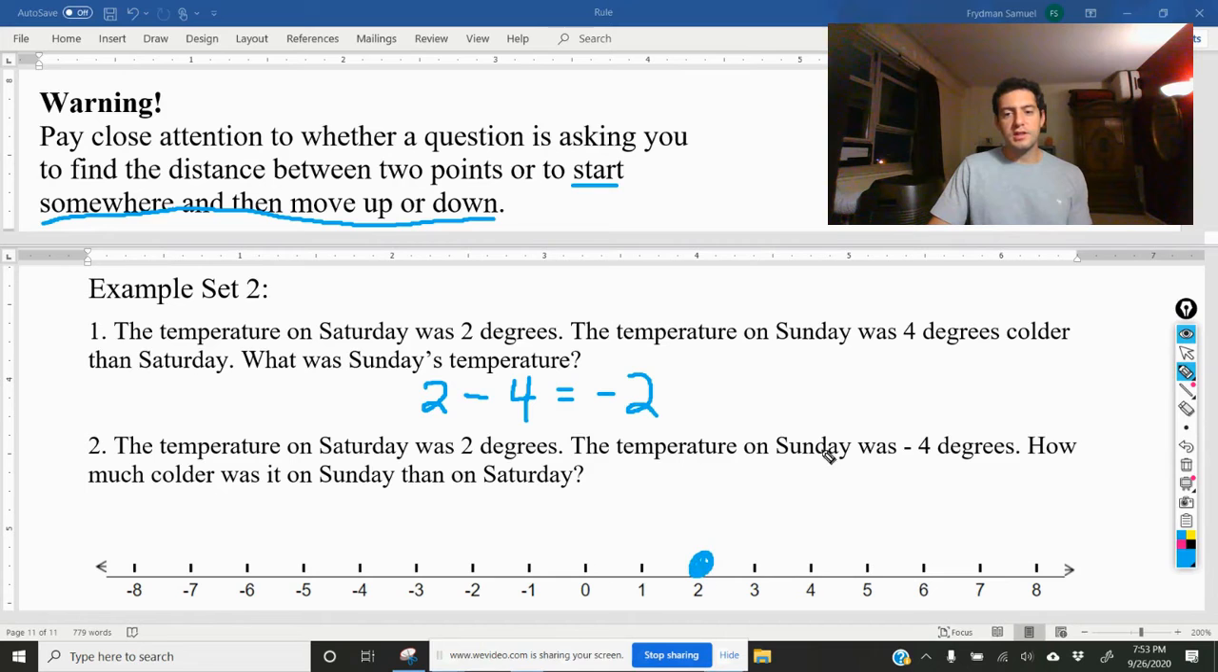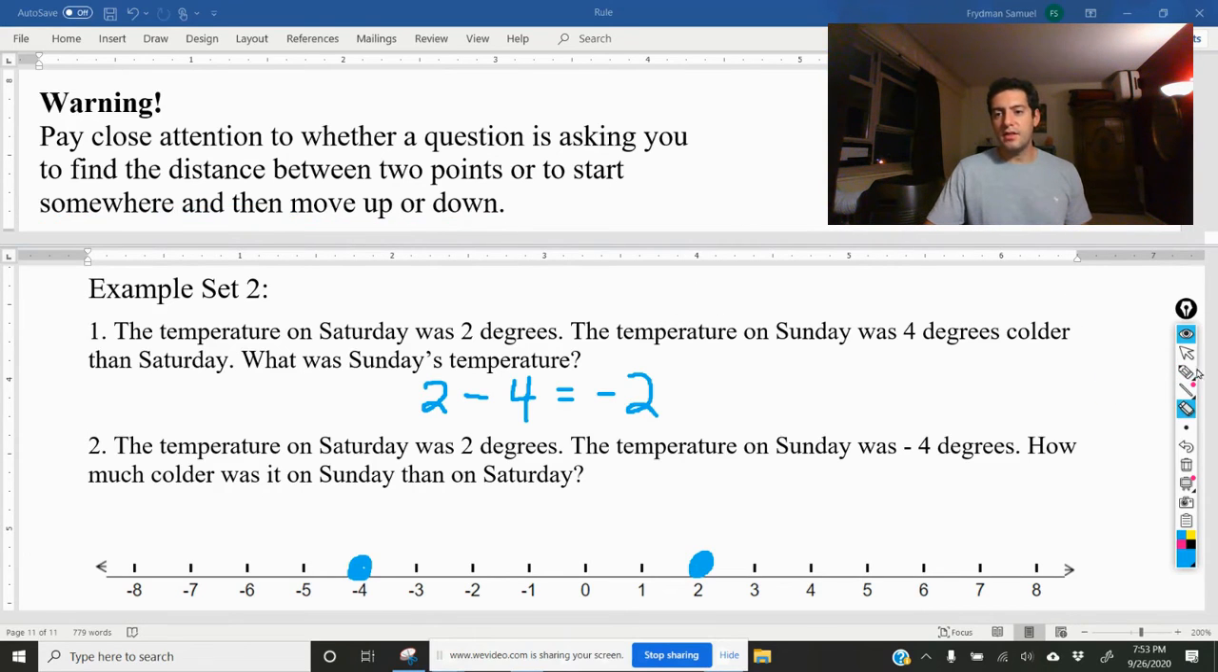The temperature on Sunday was -4 degrees. So here's the temperature on Sunday. How much colder was it on Sunday, which was this one, than on Saturday, which was this one? So what kind of a problem is this? Is this asking me to start somewhere and then move up or down? Or is it asking me to find the distance between 2 points? So think about that for a second.